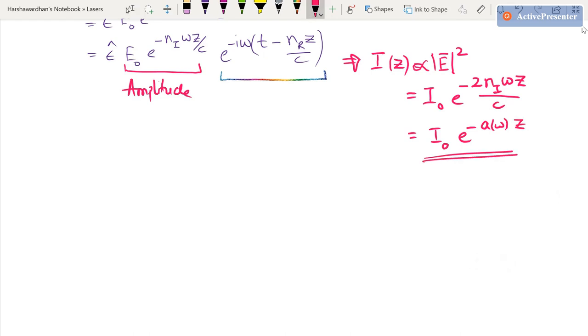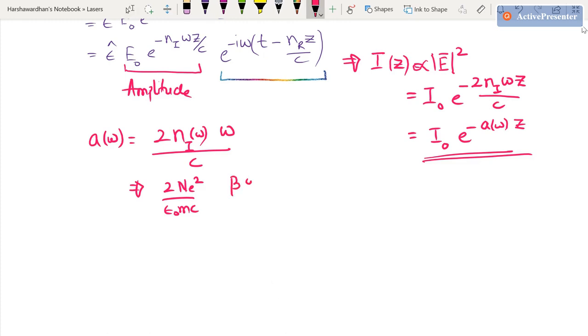You have seen Beer's law for absorption, and that is precisely what this is, where we have shown that the absorption coefficient is basically twice the imaginary part of the refractive index, which is an omega dependent function, times omega by c. In other words, when you look at the real and imaginary parts separately, it will simply come out to be this quantity. We will compute this again soon. It's simply beta omega square, not squared, minus omega square plus 4 beta squared omega square.